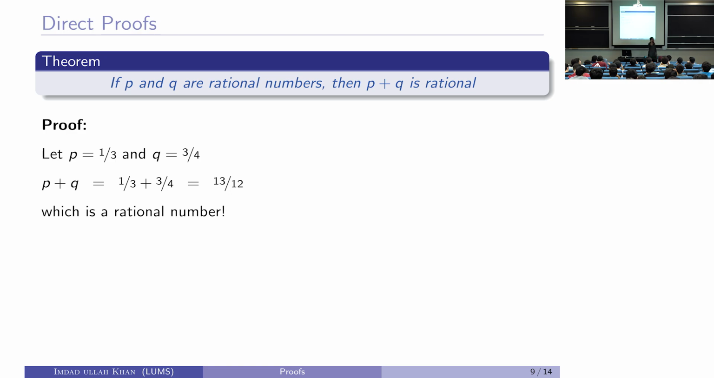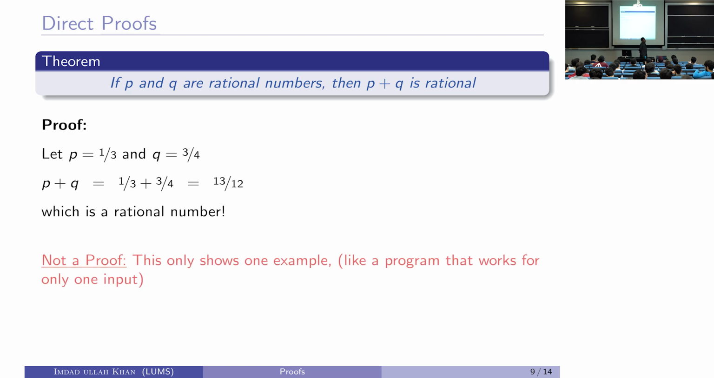Is 13/12 a rational number? Why is 13/12 a rational number? 13 is an integer and 12 is an integer, and 12 is not equal to 0. These three conditions make it a rational number. So we conclude that p plus q is a rational number, right? So we conclude that when I add two rational numbers, I get a rational number. Is it a proof? Why not?